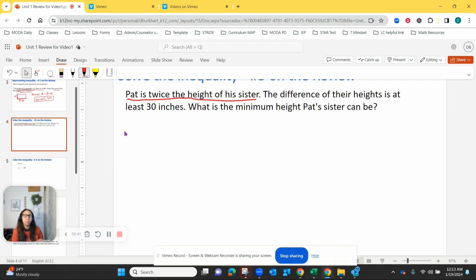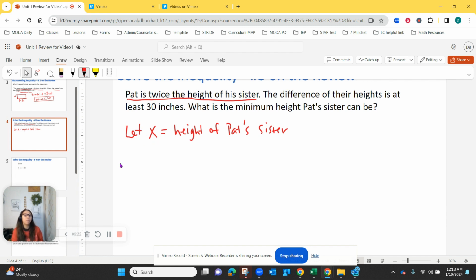The problem is we really don't know the exact height of his sister. So what we are going to do is let x equal the height of Pat's sister, because we don't really know. Remember, whatever is the unknown in the problem, we are going to represent it with a variable.